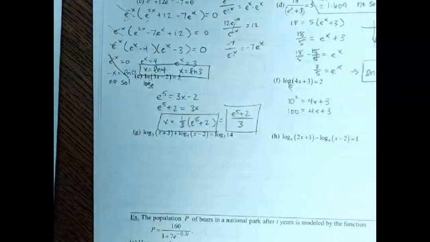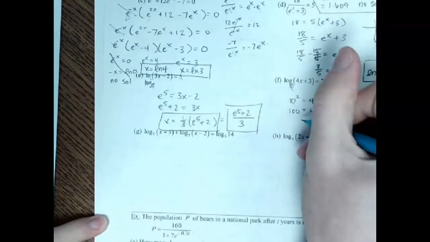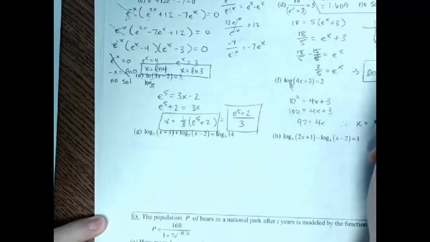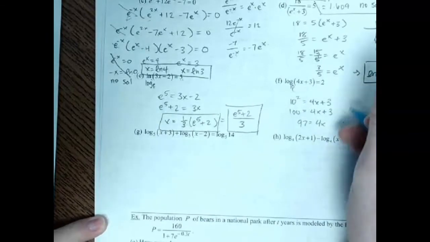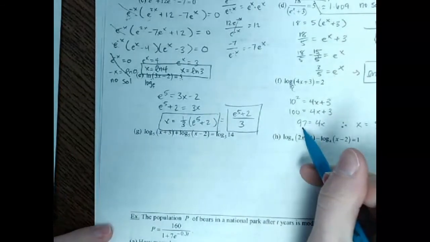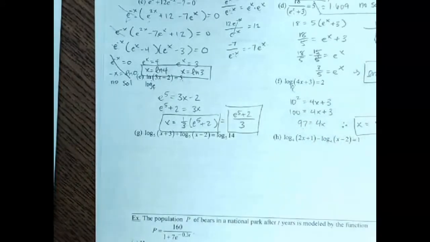And then this one ends up being really fast and really easy, right? Subtract the 3. And then divide by 4. The little three dots is the mathematical symbol for the word therefore. 97 equals 4x, therefore, divide by 4, x equals 97/4. Okay.